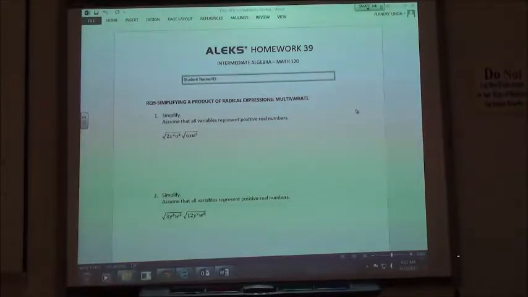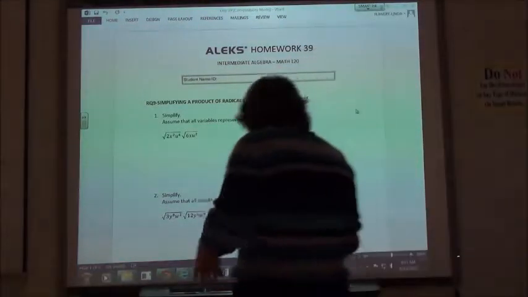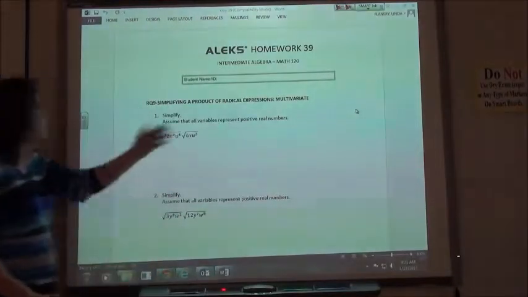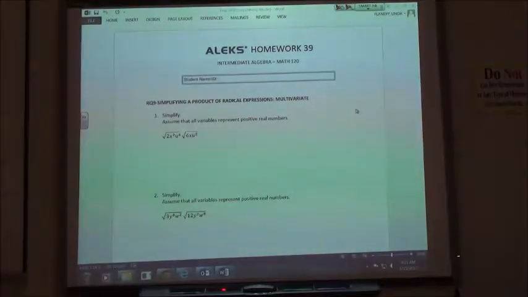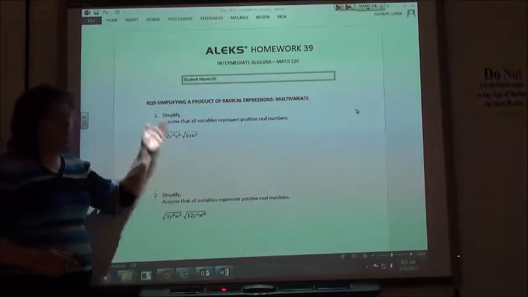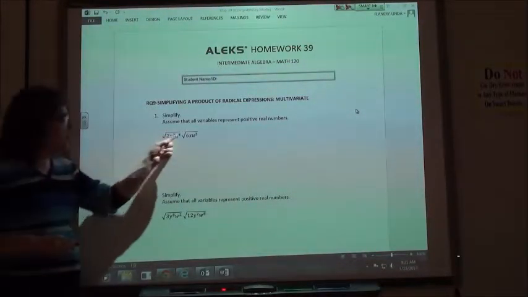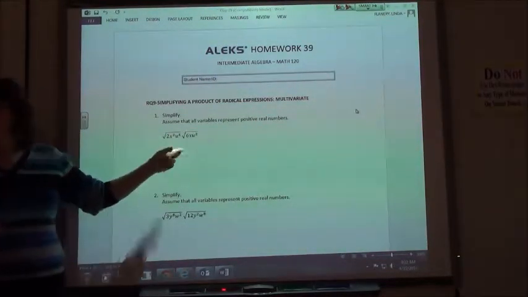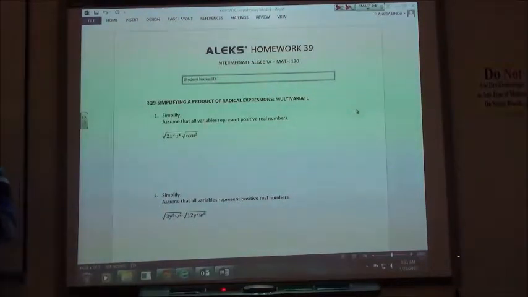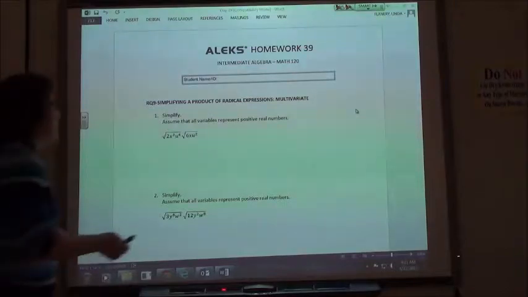All right, so on homework 39, we are simplifying radical expressions. Most of the time we'll be doing square roots, but when we simplify these, we could either simplify underneath first and then multiply, or we can just go ahead and multiply, which is what we're going to do because our numbers aren't very big. If your numbers were like 216 or something like that, I'd probably simplify it first, but since it's a 2 and a 6, I can multiply those pretty easy.